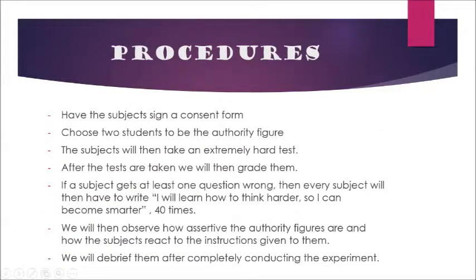The procedures are to have the subject sign a consent form and then choose 2 students to be the authoritative figure. The subjects will then take an extremely hard test, and after the tests are taken, we will then grade them. If a subject gets at least 1 question wrong, every student will have to write, "I will learn to think harder so I can become smarter," 40 times. We will then observe how assertive the authority figures are.